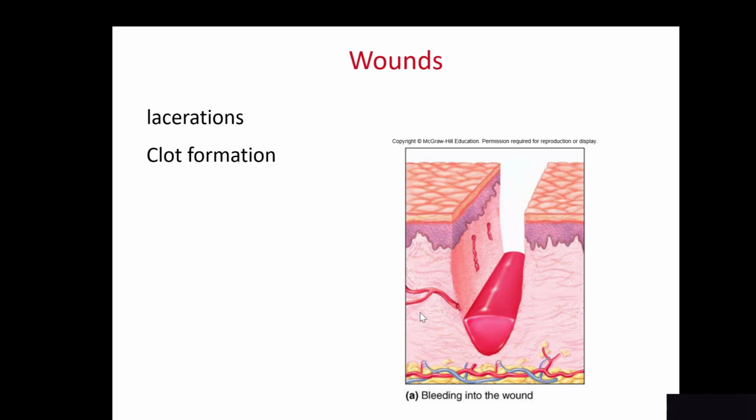The blood that has escaped into the wound will form a clot, and a clot consists of fibrin, platelets, which are also called thrombocytes, if you remember that from A&P, blood cells, and dried tissue fluids.